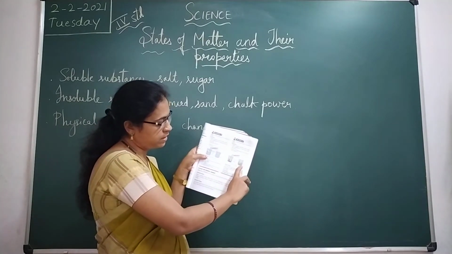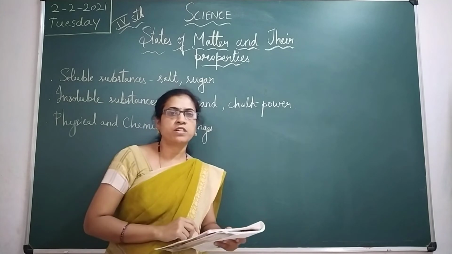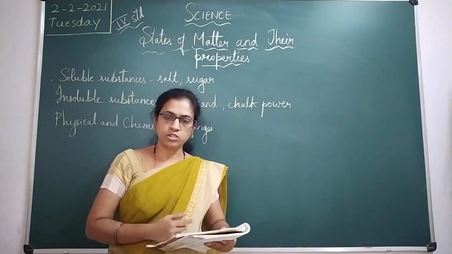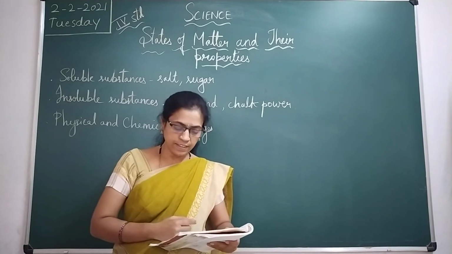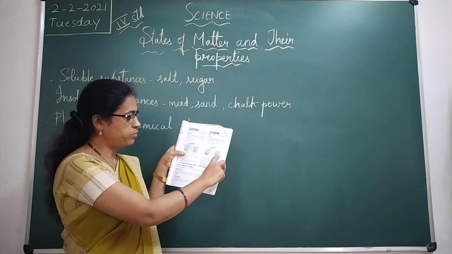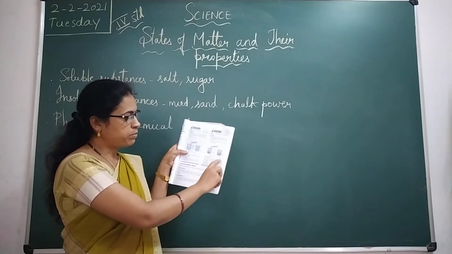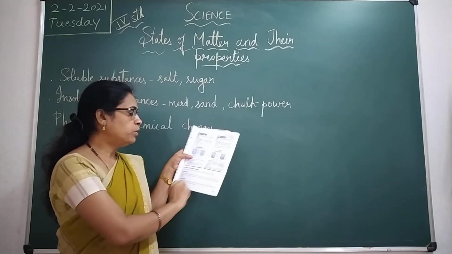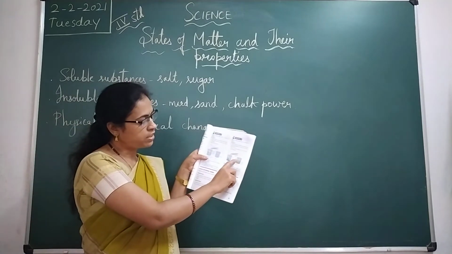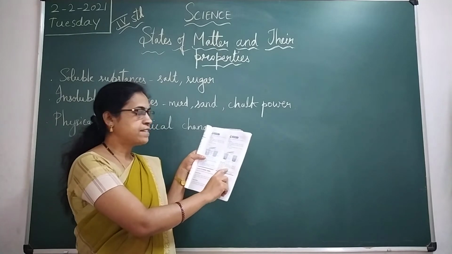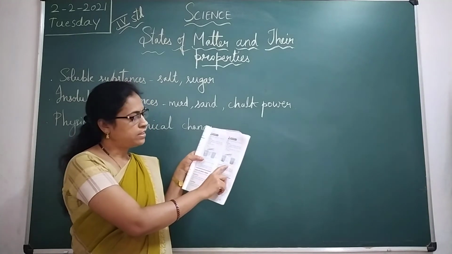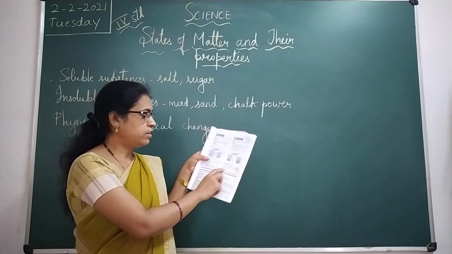You can see the two layers. The observation: the sand does not dissolve in water. You can see the two layers, children, in the textbook picture here. The topmost layer is of water, and sand has settled down at the bottom.